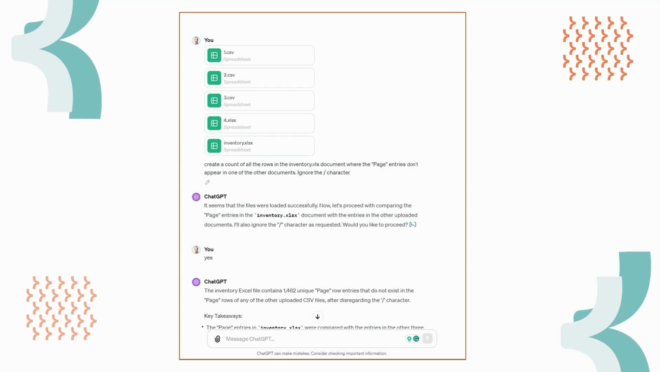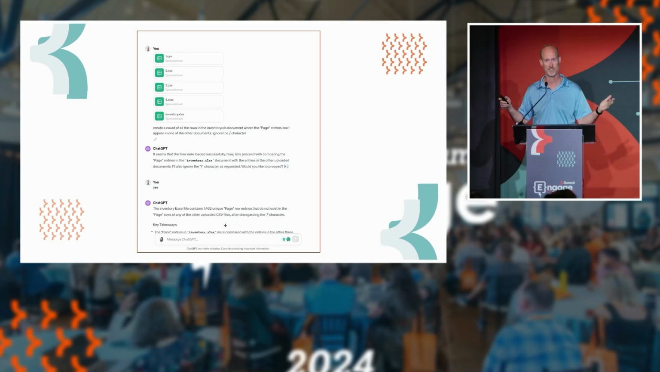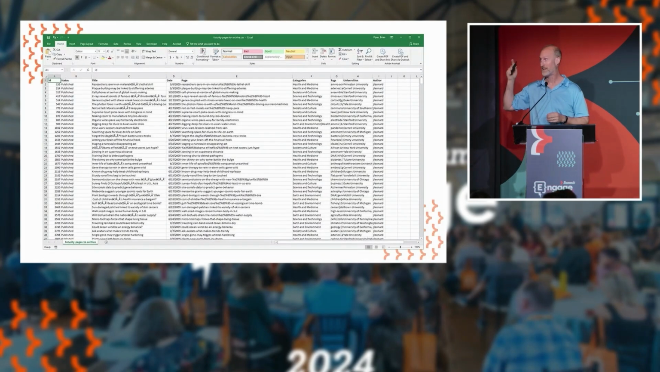We said, give us all the pages that are in the inventory that are not in any of these other files. Within a minute, we had 1,400 pages that it had identified that we could immediately remove from the site because they had no traffic and no search potential. So we exported that as a CSV right from ChatGPT, gave that to the developers, and they just went through and took all those pages out. Then we thought, that's awesome. That just saved a ton of work.